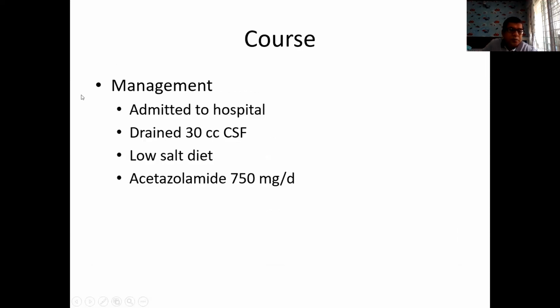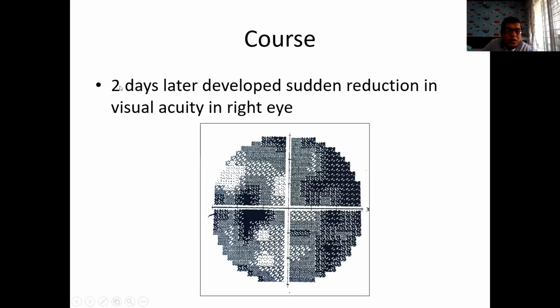This girl was admitted in the hospital. We drained about 30 cc of CSF. She was given a low salt diet and acetazolamide was started. But things did not go well. Two days later, she developed sudden reduction in the vision in one eye, and she almost became blind. And one can see that in perimetry, the vision has rapidly, dramatically worsened in this girl.